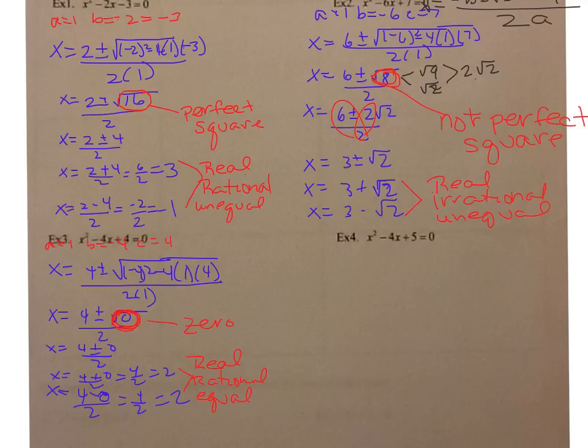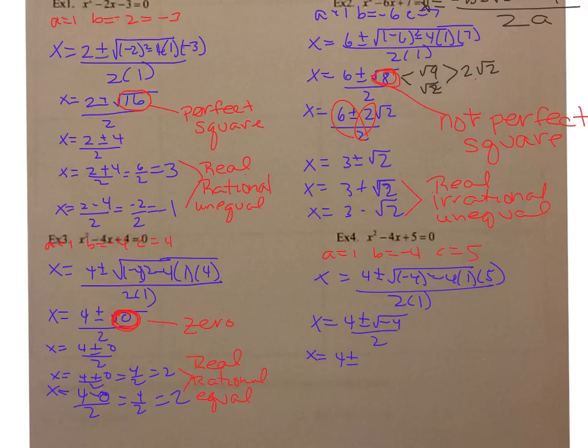Okay, let's try the last one. A is 1, B is negative 4, C is 5. So we get x equals 4 plus minus the square root of negative 4 squared minus 4 times 1 times 5 over 2 times 1. X equals 4 plus minus the square root of negative 4 over 2. So x equals 4 plus minus 2i over 2. That's an i in here. 2i over 2, and we can simplify. So we get x equals 2 plus minus i.